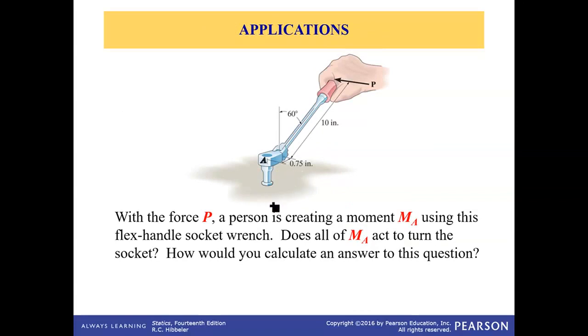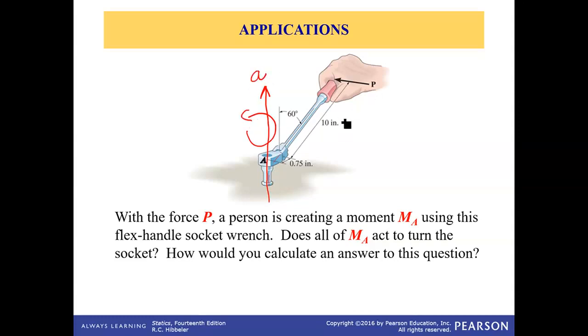When the force P is applied by a person, that force results in rotation about A, or moment about A, for the socket wrench. Does all of the moment about A act to turn the socket? How would you calculate the answer to this question? So when force P is applied, it results in moment about A, but not all of that is responsible for turning the socket, because there is an angle between the socket and the A. So the socket has a tendency to rotate about A, and this is called an axis.